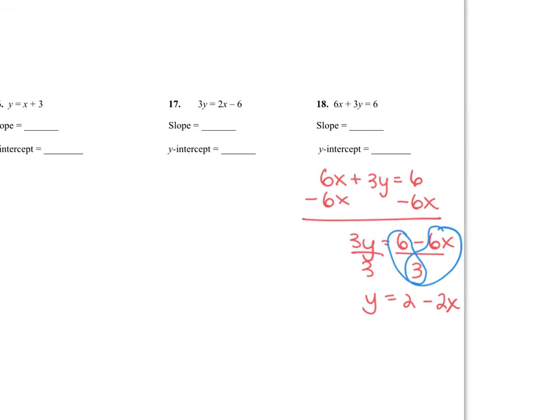So now that y is isolated, I can identify my slope and my y-intercept. My slope is still always the number that's in front of x. So in this case, my slope would be -2. My y-intercept is going to be that other number that's either adding or subtracting on at the end. And so in this case, my y-intercept would be +2.